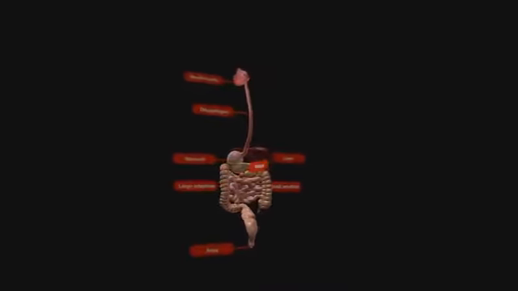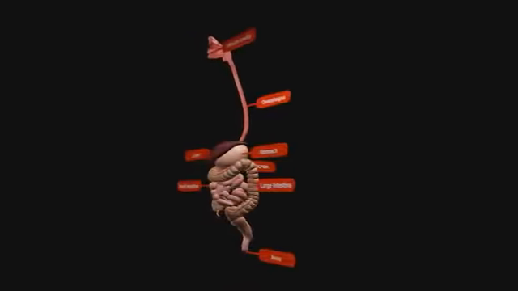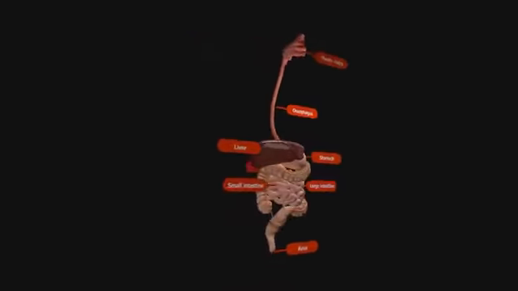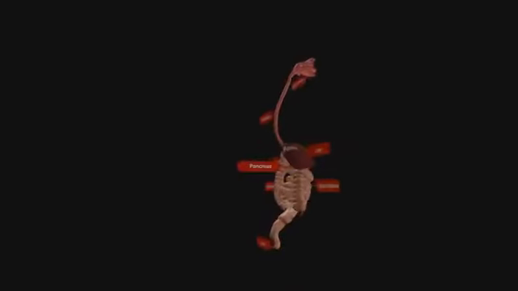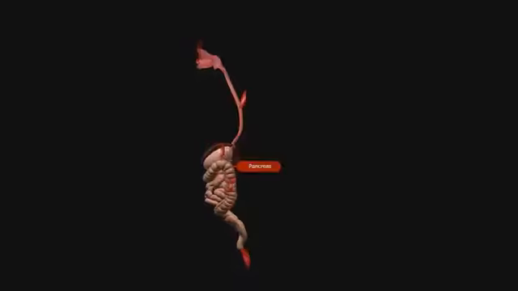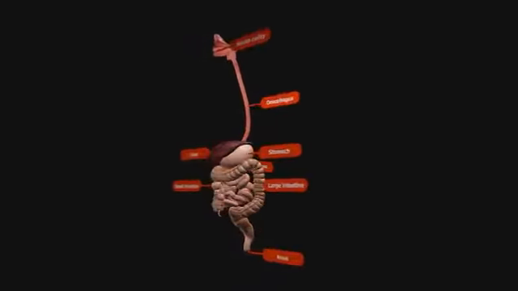The large intestine is a wider tube that absorbs water and electrolytes from undigested food and forms feces, which are then eliminated from the body through the rectum and anus. The digestive system is essential for the body's ability to obtain and use nutrients from food. It also helps to eliminate waste products from the body.